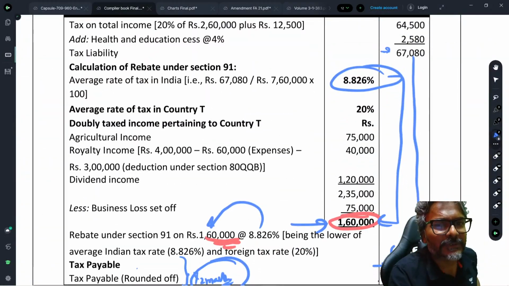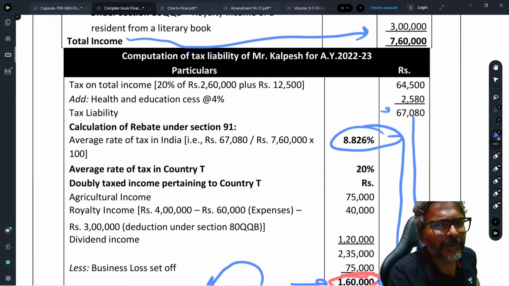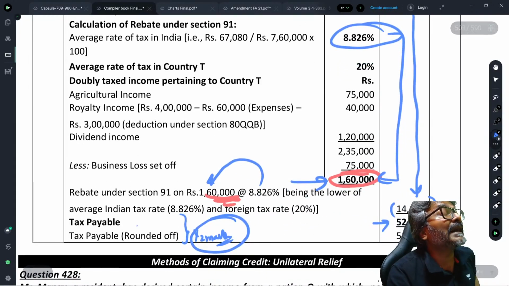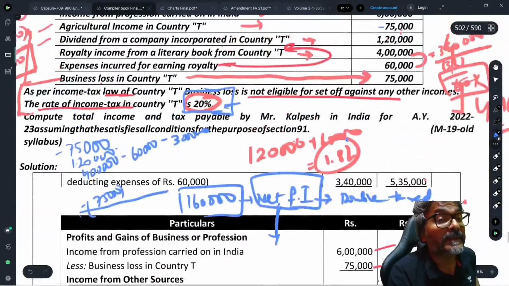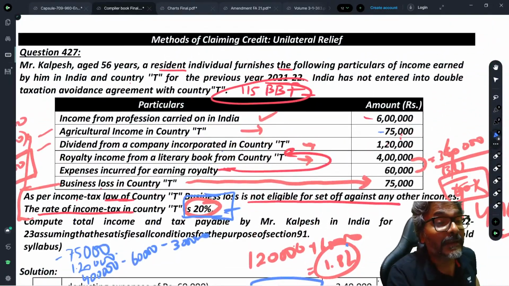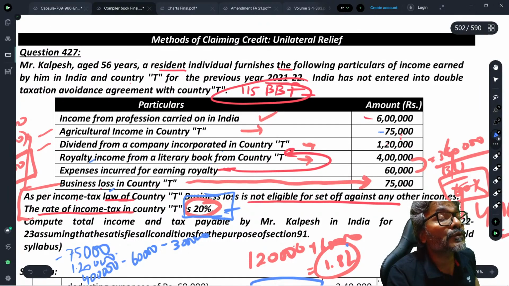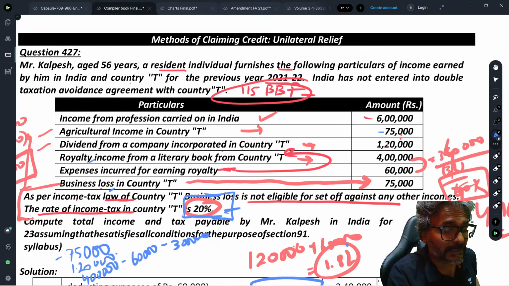Simply put, in that case, students, you will have to compare. You can consolidate everything because there are 3 to 4 sources in this question, like agricultural income, dividend income, royalty income, and business income. As I told you, students, in this case we are consolidating everything.